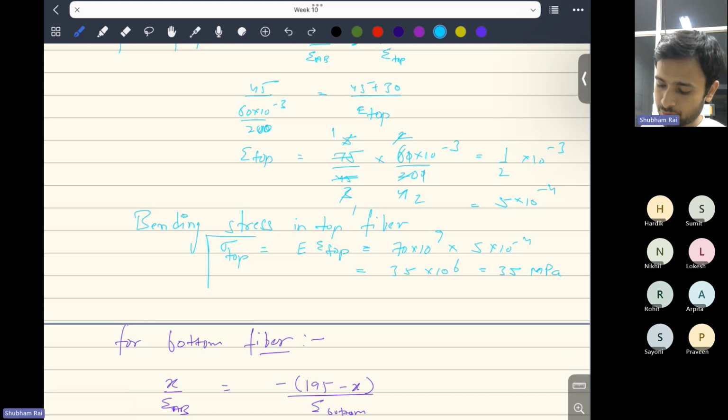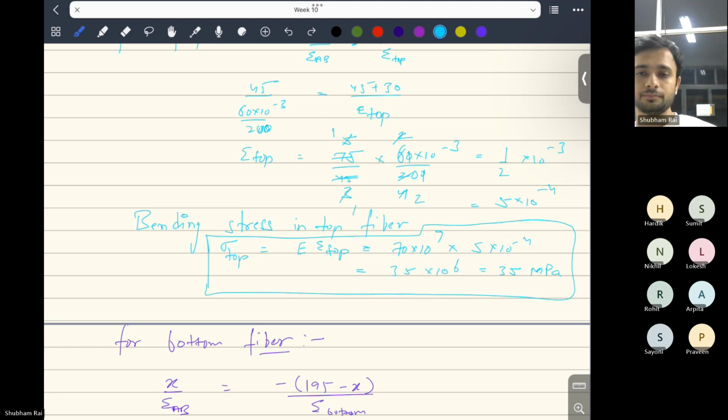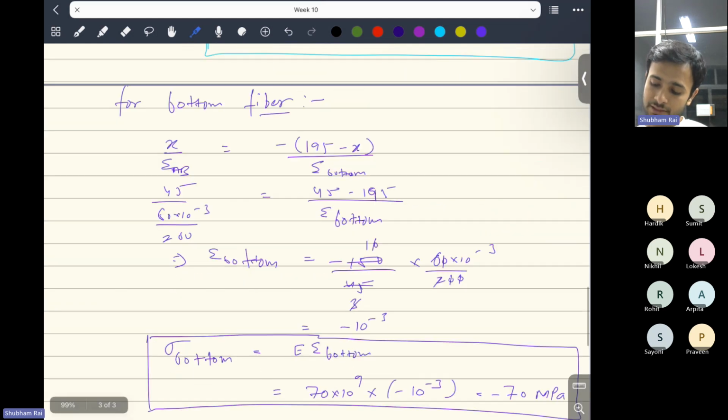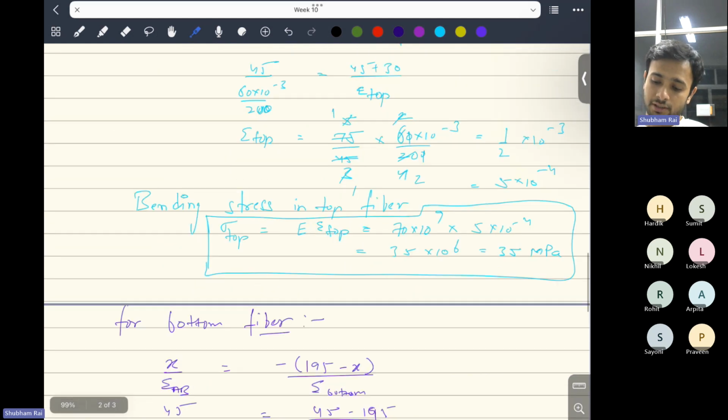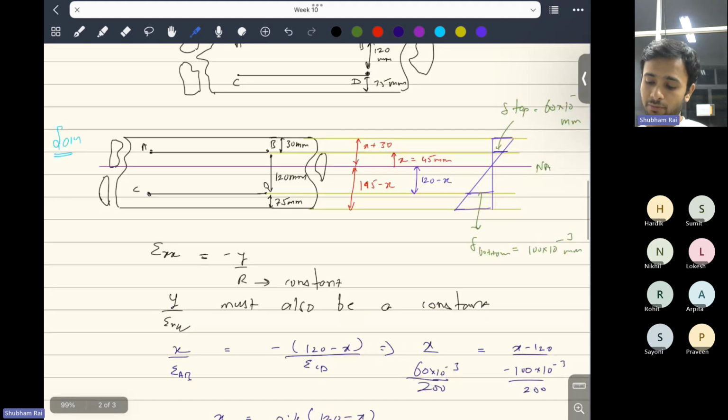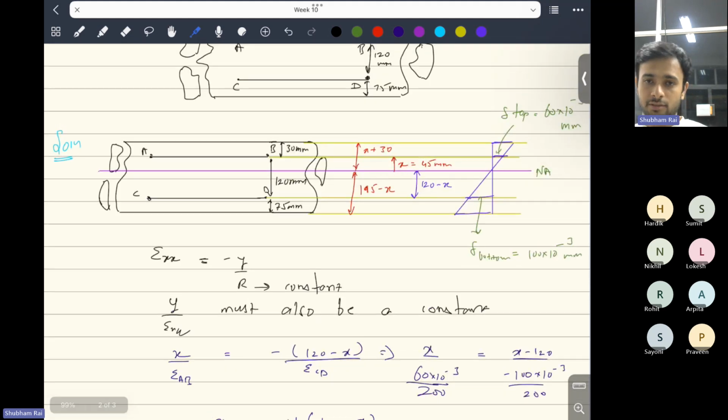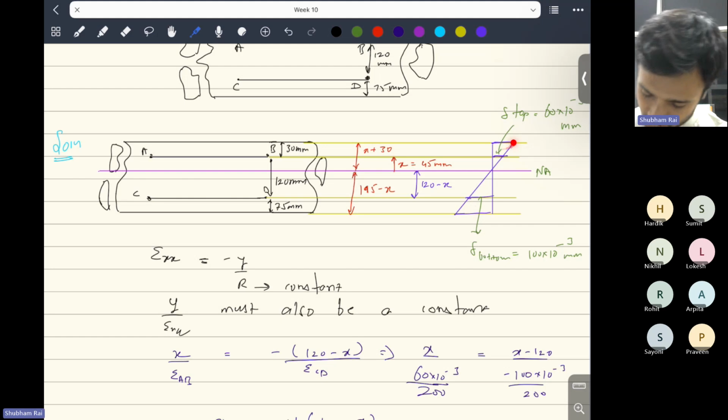You see how we have solved this question. One thing to observe is that this top stress is less, whereas this bottom stress is more. The reason is that your neutral axis is above the central point, so you get more strain in the bottom fiber. That's why the stress is also more. You get less strain in the topmost fiber, so that's why the stress is also less, because the neutral axis is above the central line.